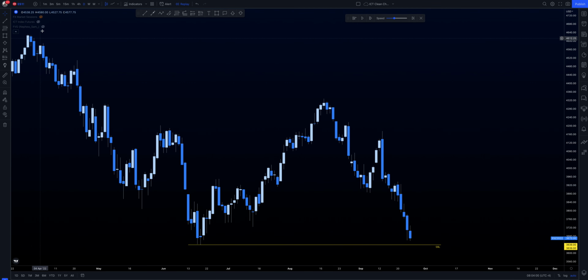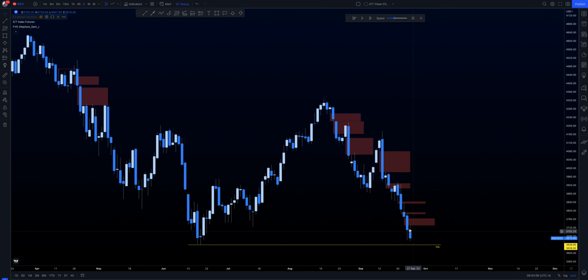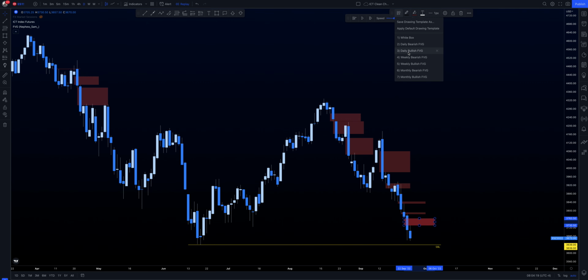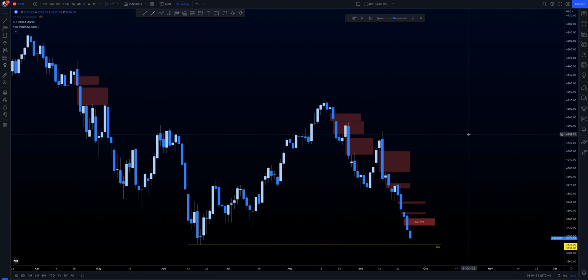When we have a look at the market, I'll switch my little indicators on. These are fair value gaps. What we've done is created another fair value gap here on the daily time frame. So this is your bullish PD array, low hanging fruit, daily bearish fair value gap. This was Monday of last week's trading.